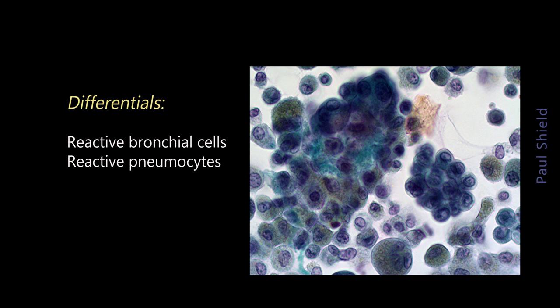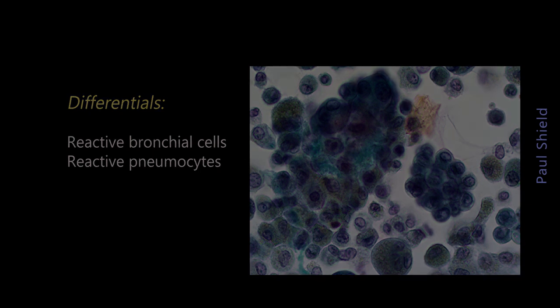Some authors recommend sequential specimens as a method of getting around this, as the hyperplastic pneumocytes will disappear from samples usually after 4 to 6 weeks.